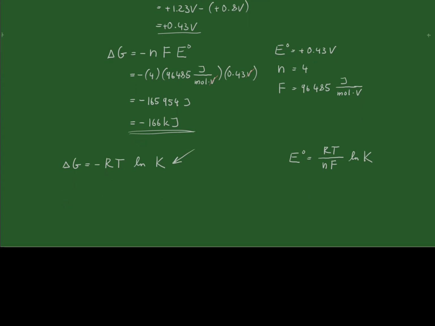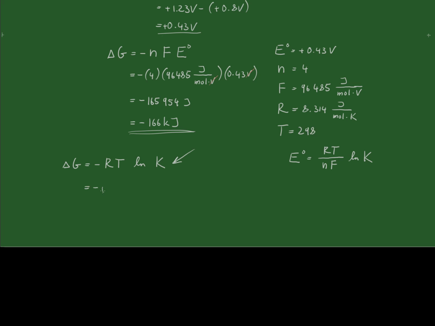So what is R? Well, R is a constant, 8.314 joules per mole Kelvin. Temperature, well, at the start we said it's at standard conditions, which means standard temperature 25 degrees Celsius or 298 Kelvin. So I can use those numbers here.